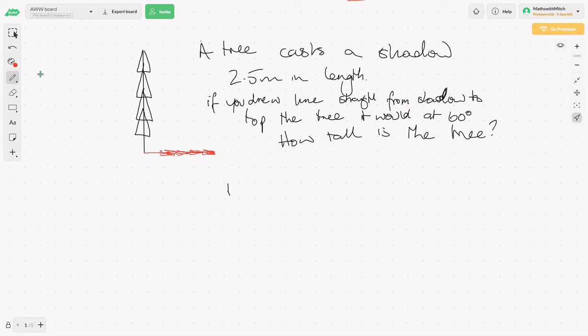So there's our shadow. Now the next line says, if you draw a line straight from the top of the shadow to the top of the tree, it would be at 60 degrees. So from the top of the tree here to the top of the shadow here, you can draw that there. That's at 60 degrees, it says. And it says here, a tree casts a shadow which is 2.5 meters in length. So this shadow here is 2.5 meters.